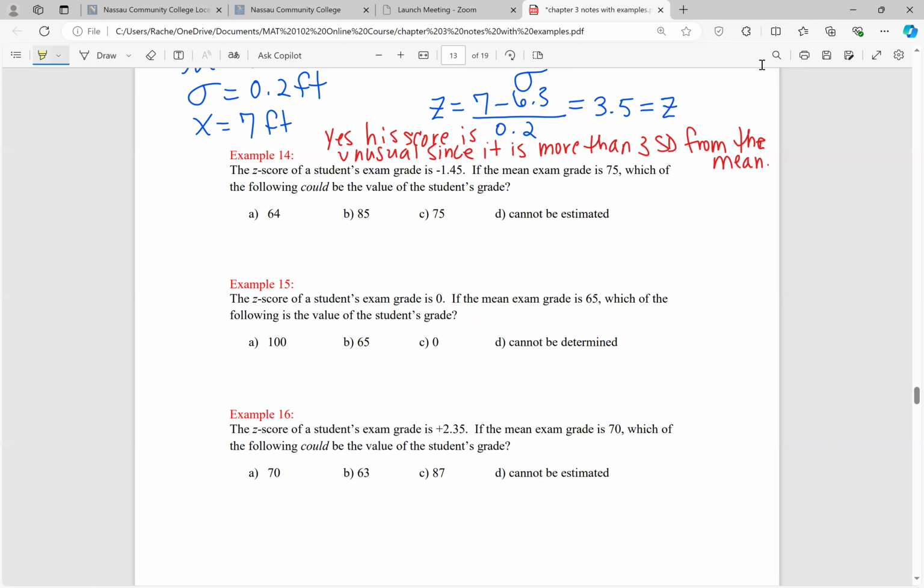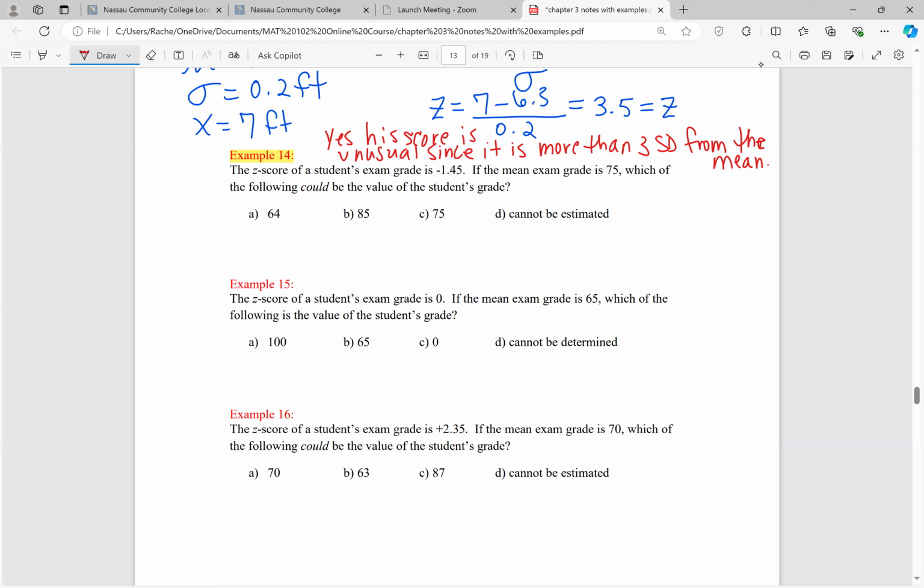So now let's move to example 14. Example 14 says, the z-score of a student's exam grade is negative 1.45. Let's just stop right there. Imagine I told you that on your exam, your z-score was a negative 1.45. Now, that doesn't tell you what your actual score is, but the fact that it's negative tells you that your score was below the mean, right? Because a negative z-score correlates to a data value that's below the mean. So you know you did below average.